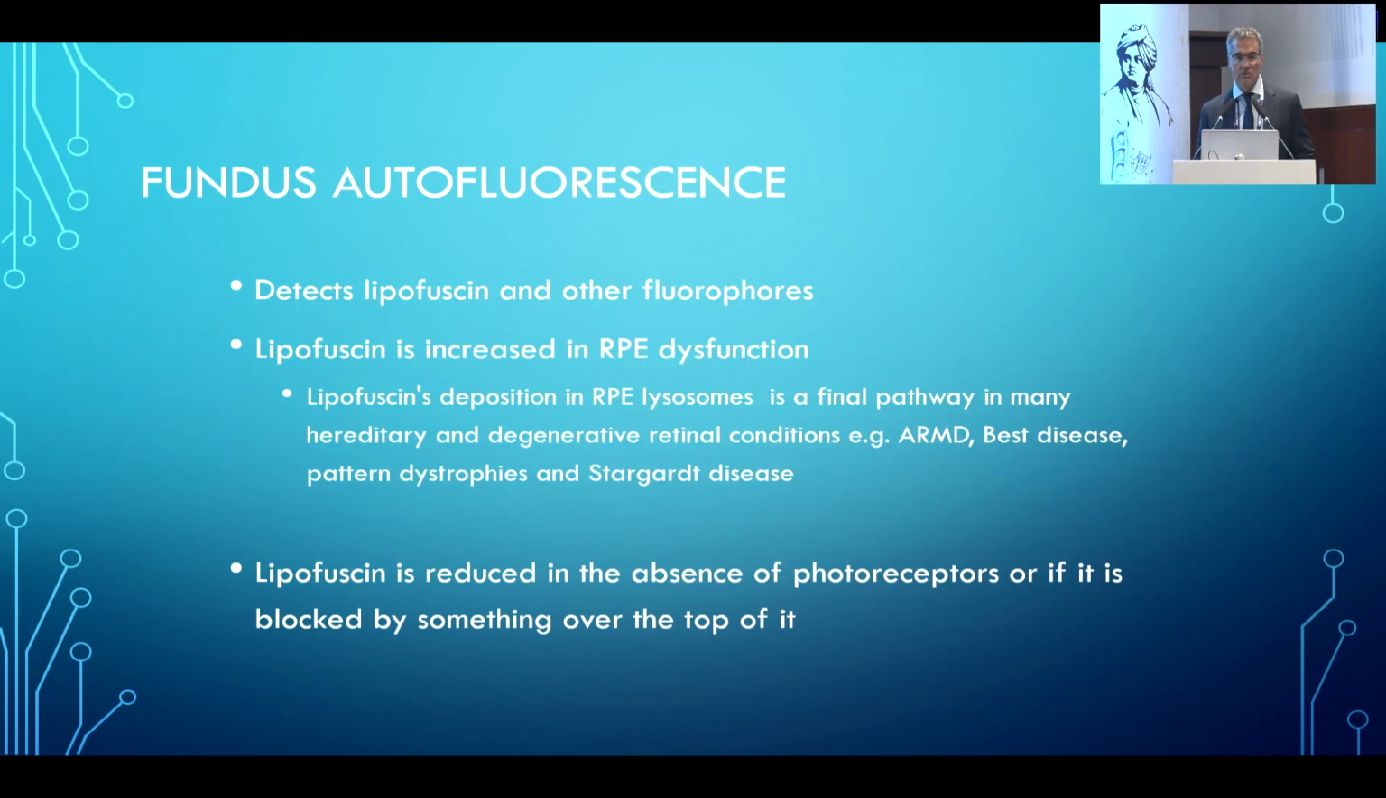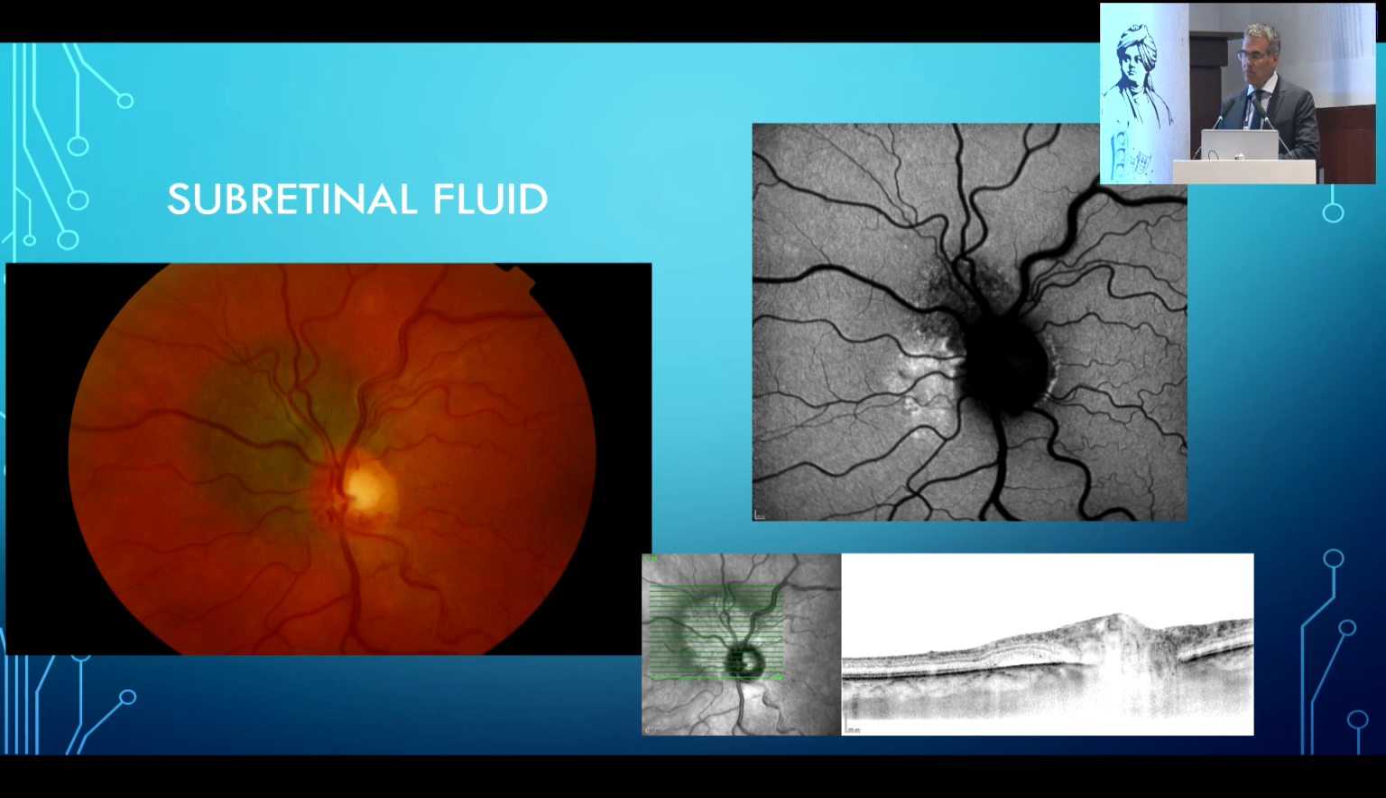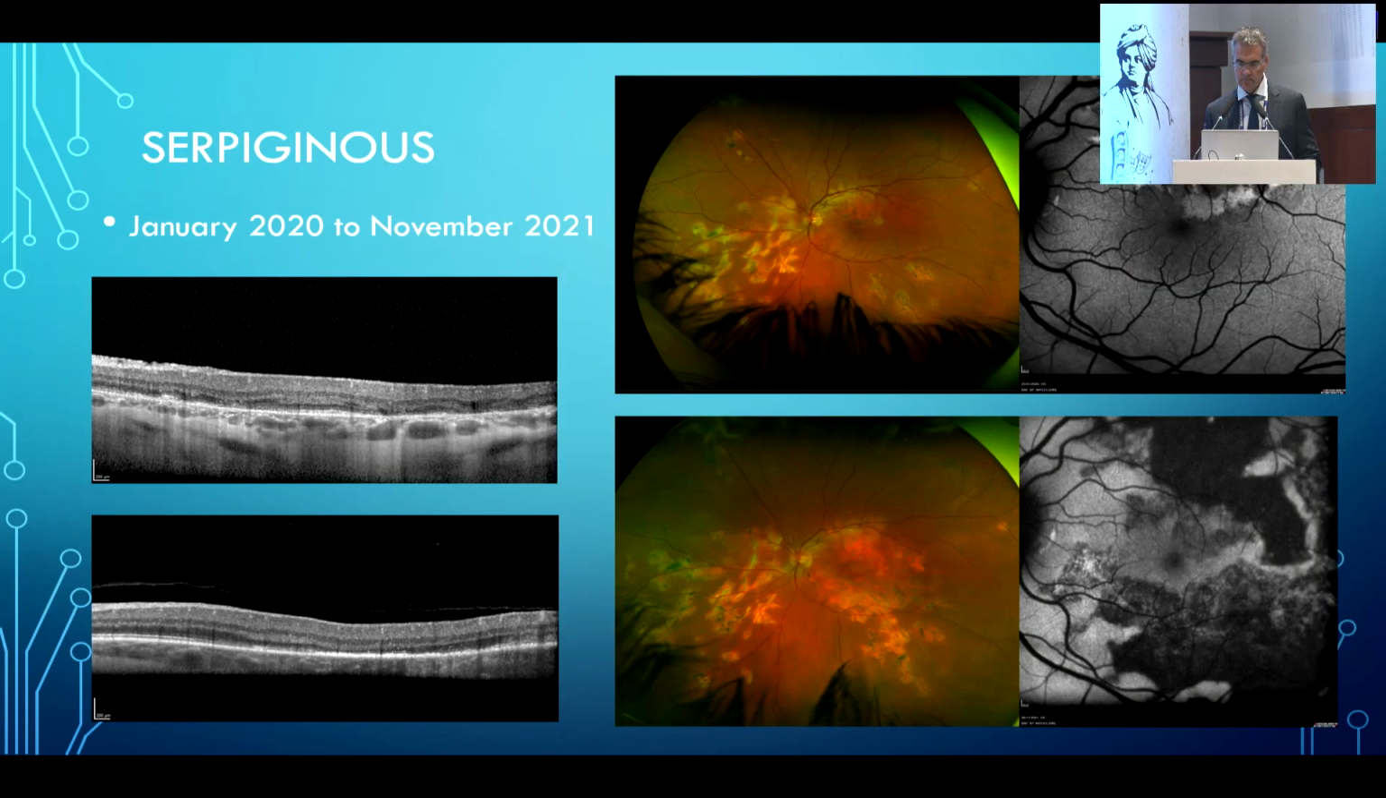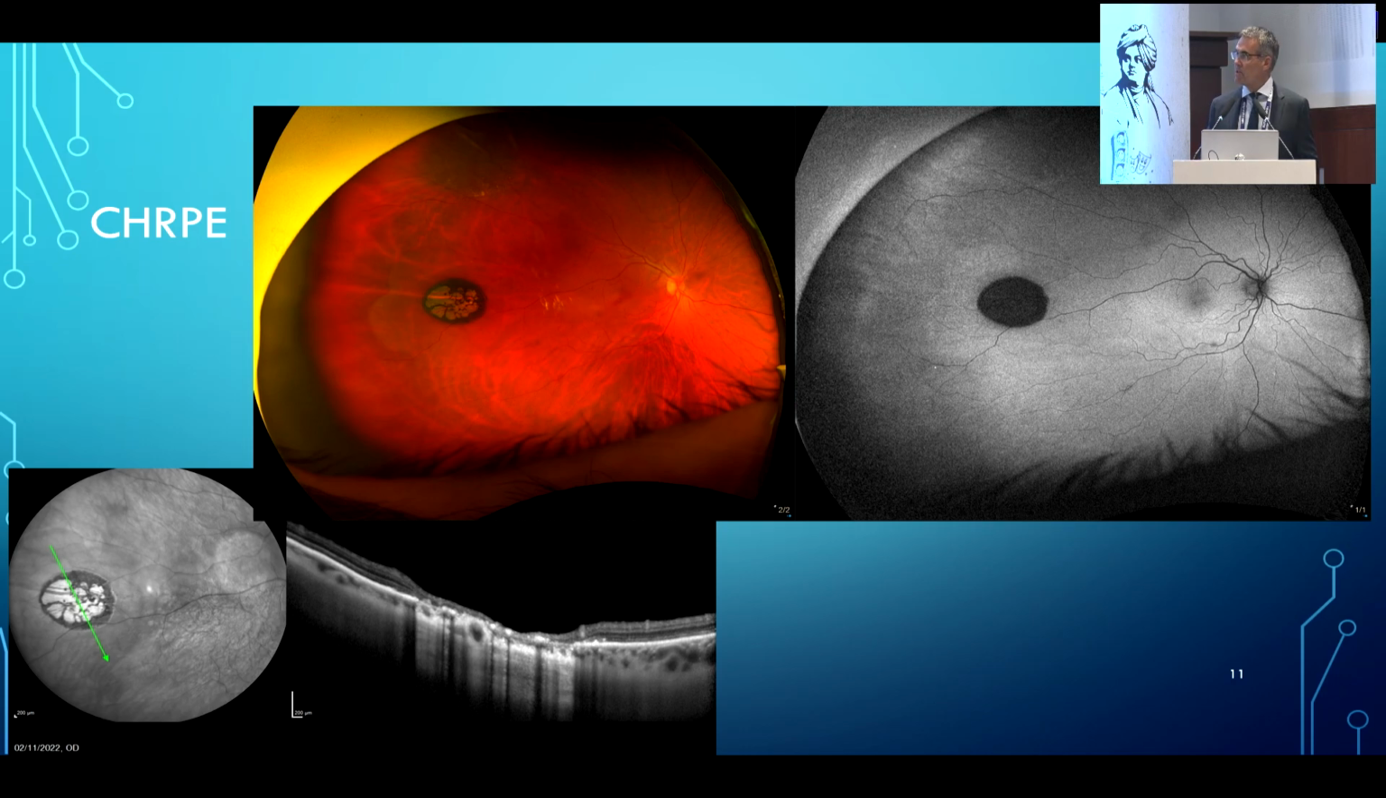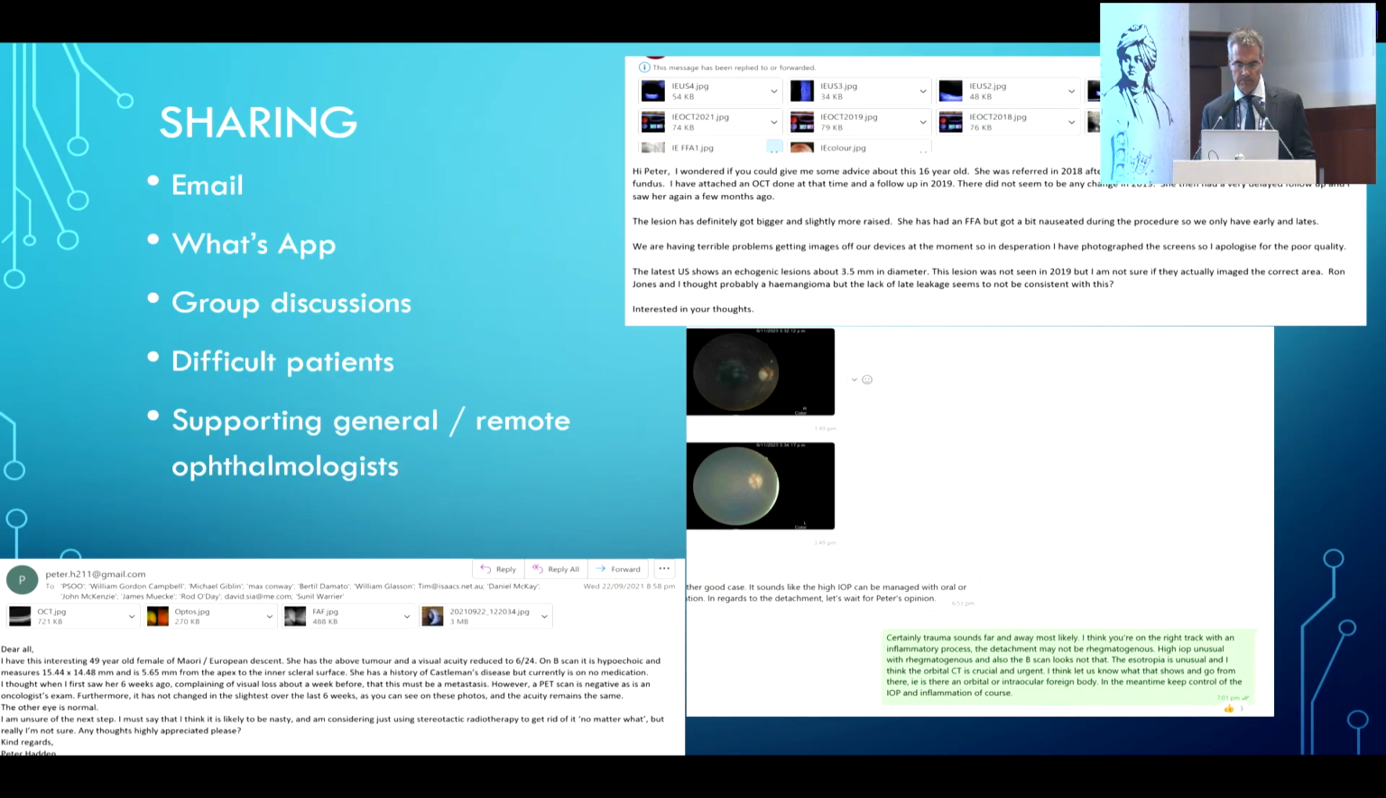Many modern cameras, of course, also do fundus autofluorescence, which detects lipofuscin and other fluorophores, and which also enables it to detect subretinal fluid, for instance, in this peripapillary uveal melanoma. It also can be used to follow diseases that affect the RPE, such as serpiginous, which you can see here followed very easily with autofluorescence. And chirpies are characteristically very dark, and again, obvious on autofluorescence.